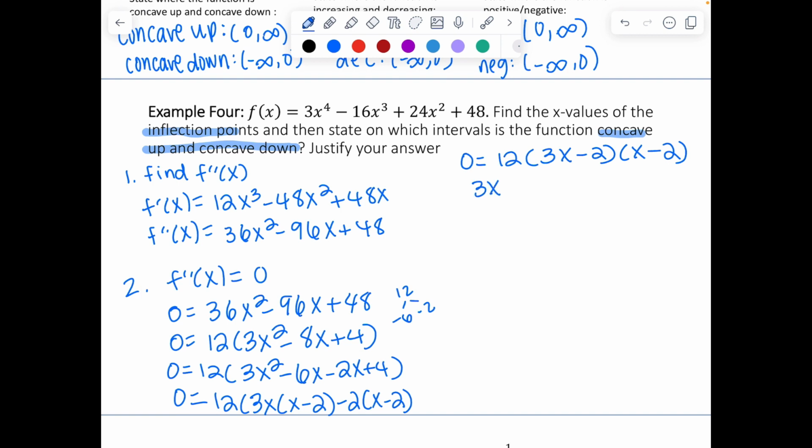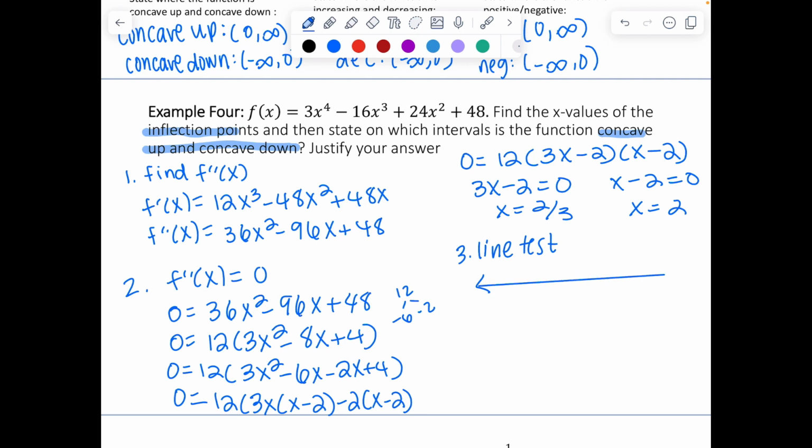And then I'll set 3x minus 2 equal to 0. And you'll get x equals 2/3 and x equals 2. So these are possible places there could be inflection points, but a condition of an inflection point is it has to switch concavity. And so we're going to have to figure out all of these things, to figure out the inflection points, and then also to figure out concave up or concave down, we need to do a line test. And this will be so similar to what you've been doing for increasing or decreasing, and really similar to what you've been doing for relative min and relative max. And so I'll start here, and I'll just plug numbers into the second derivative because I'm concerned about where the second derivative is positive or negative.